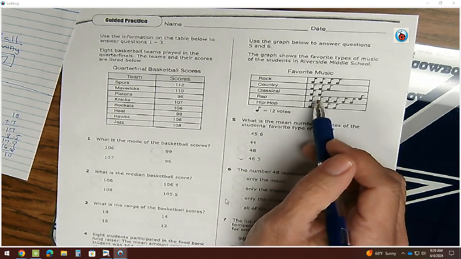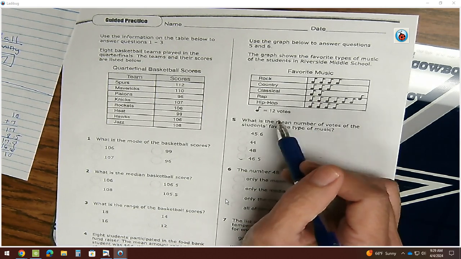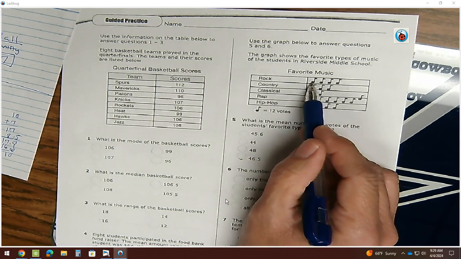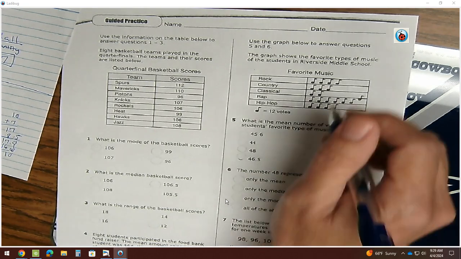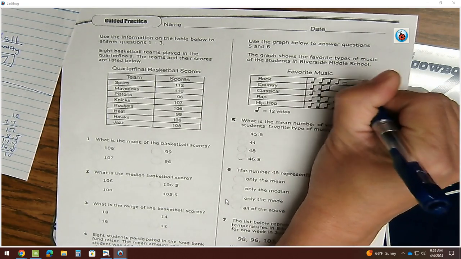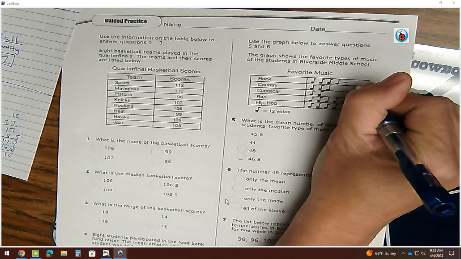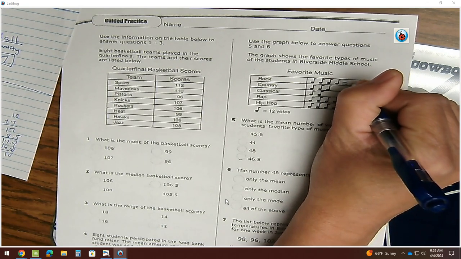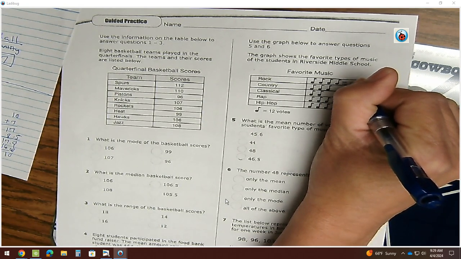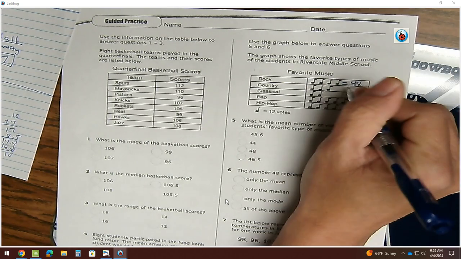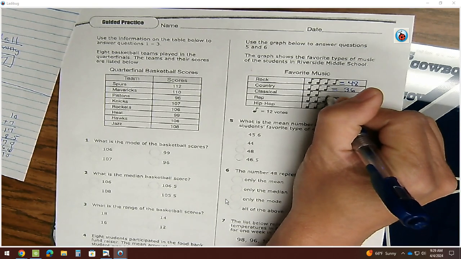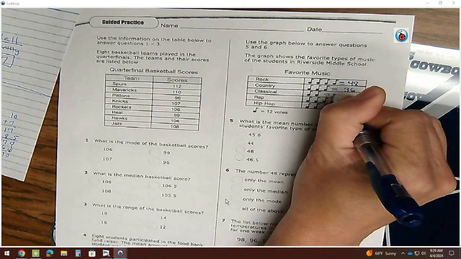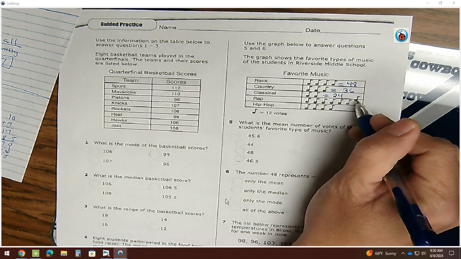This is called a pictorial graph. Okay? And pictorial graphs usually have a key because they tell you what each picture represents. In this case, each picture represents 12. So what's the first data for rock music? 4 times 12. Very good. So what's 4 times 12? 48. What's the next data for the country? 36. What's the next data for classical? Huh? 24.